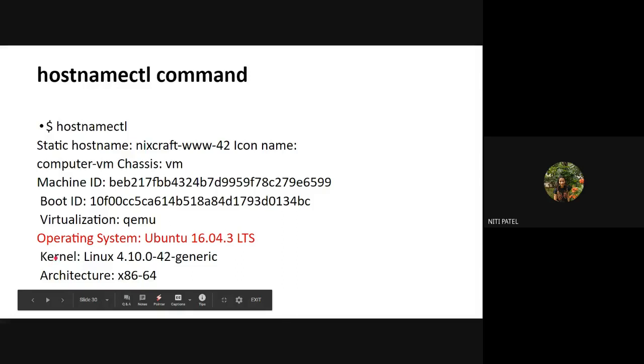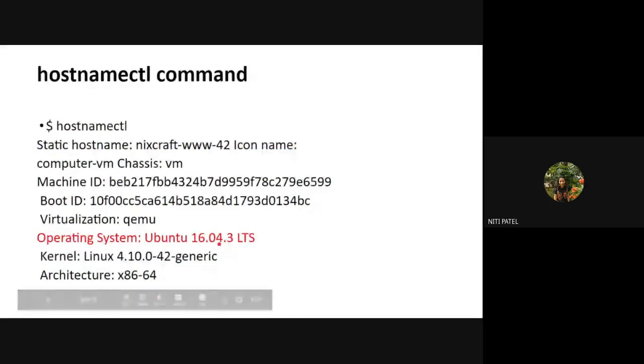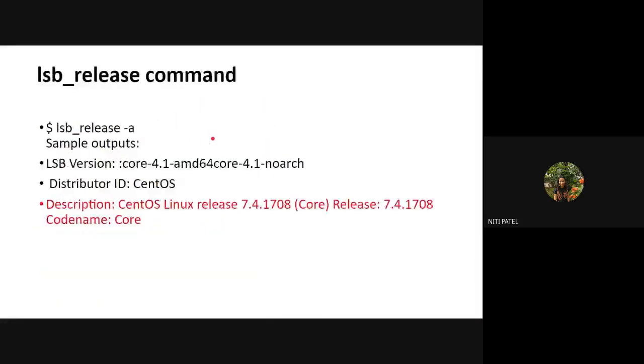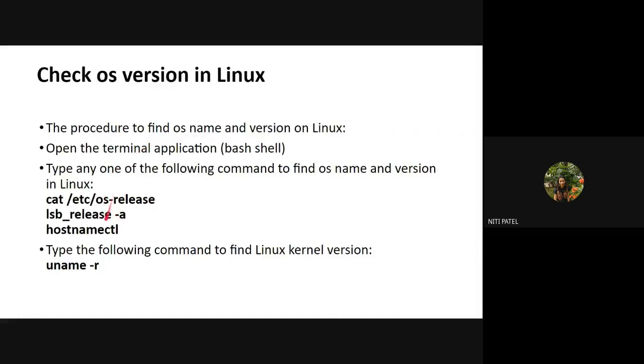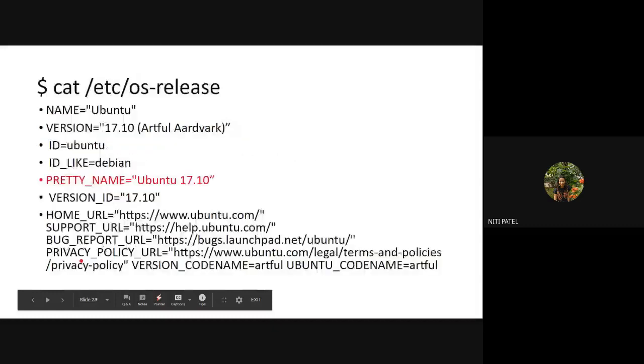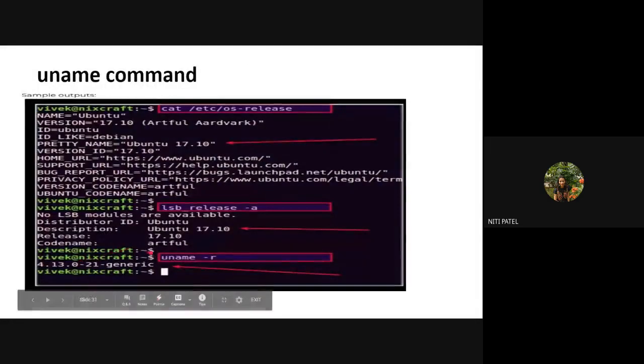So which is the operating system? Ubuntu 16.4 is the operating system of Linux installed inside my computer. Okay, so these three commands are used to know the version number. Apart from this, there is one simplest command, uname -r. So if you do not remember all of these, there is one command called uname -r.